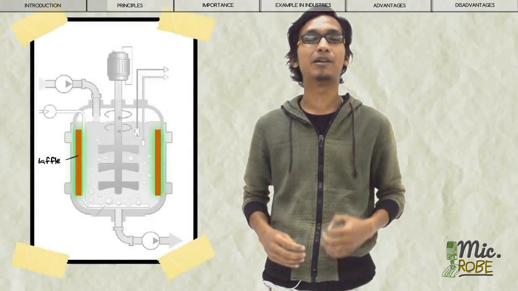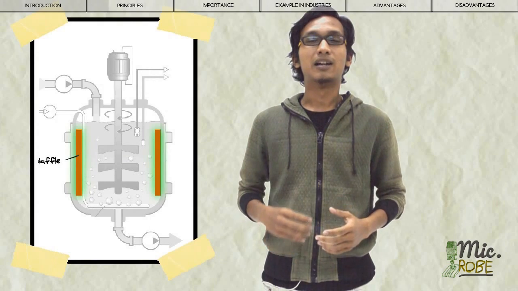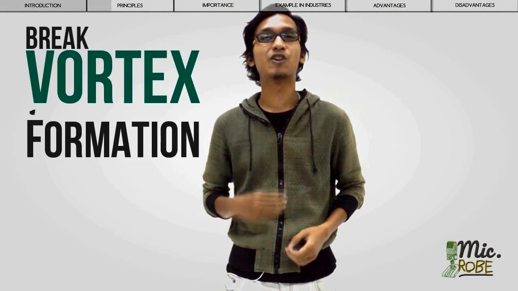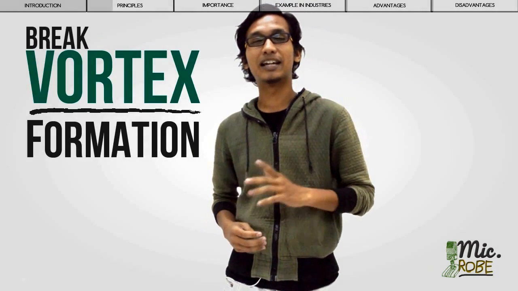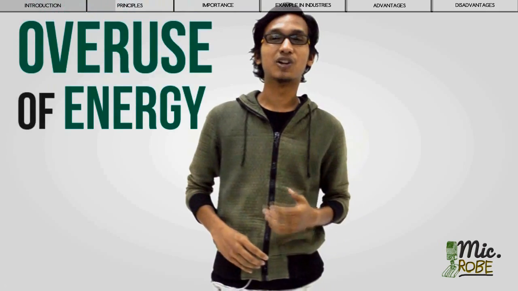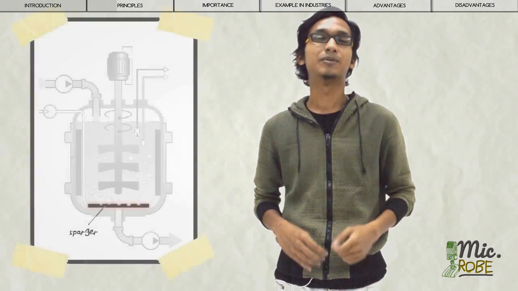The second one is a buffer. Buffer is a compartment that breaks the vortex formation made by the agitator earlier to avoid the overuse of energy. The third one is a sparger.